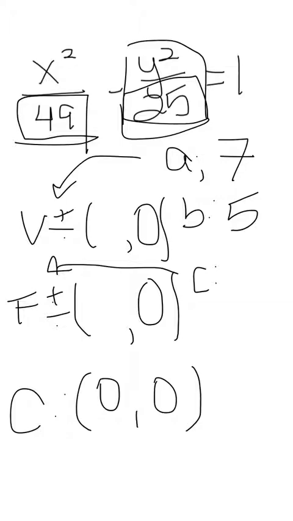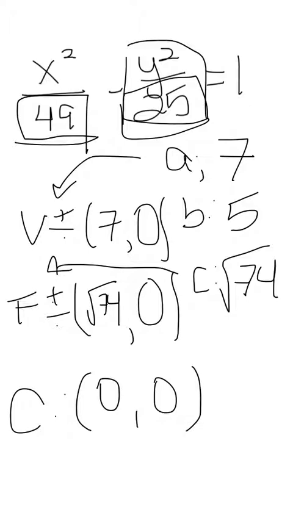And then to get c, you do a squared plus b squared equals c squared, and that'll be the square root of 74. And like I said earlier, the foci deals with the c, so this will be the square root of 74. This value will be 7.